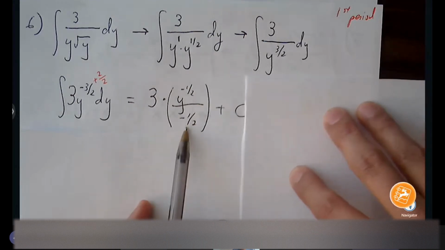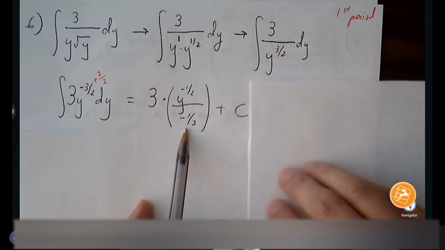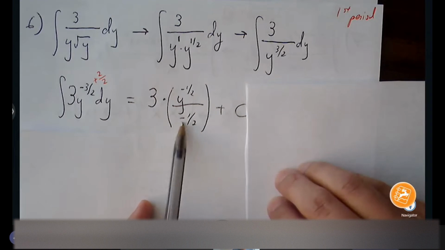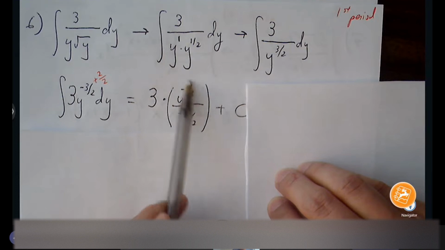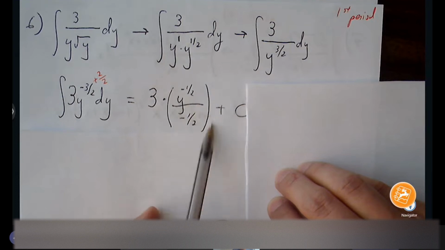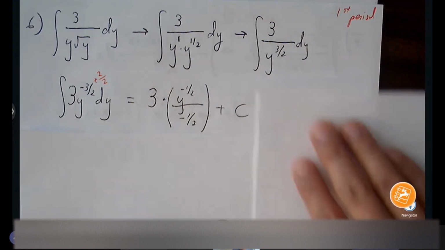So this is our answer. We just have to do a little bit of cleanup after this. So take the negative 1/2, flip it up as negative 2. And also I'm going to push that y to the negative 1/2 back down to the denominator.